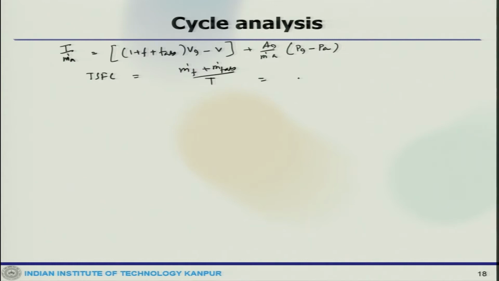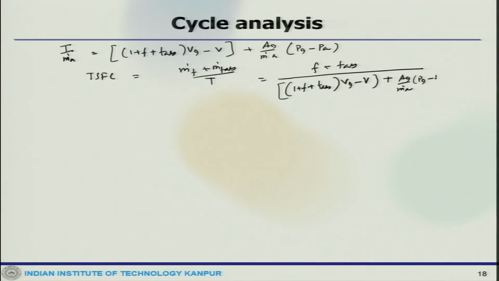So this can be written as (f + f_AB) divided by (1 + f + f_AB) times (V9 - V) plus A9 by m dot A times P9 by PA. Obviously, when the afterburner is not on, then this term means f. So without AB, f_AB would be 0.